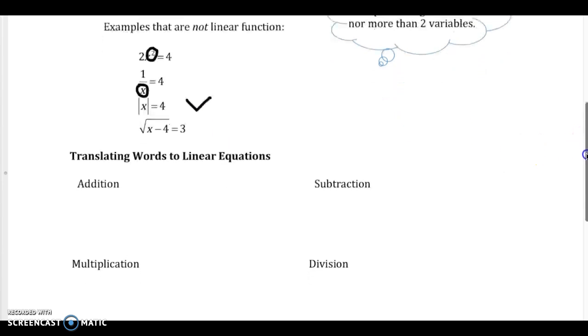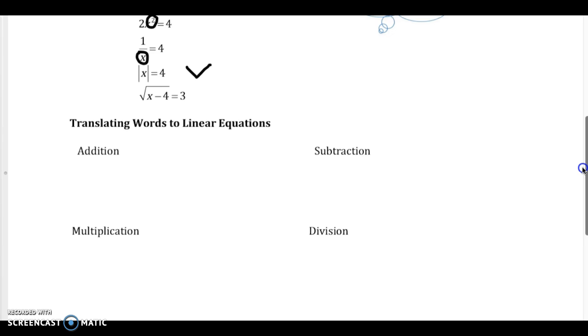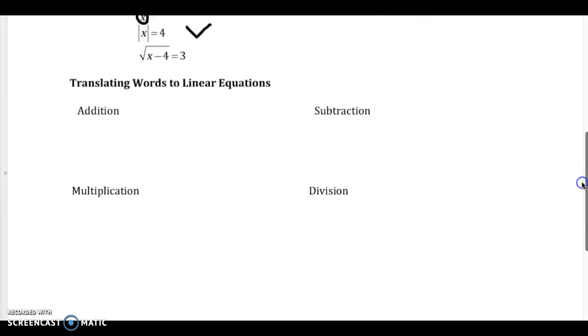As you're looking at translating linear equations from words into equations, think about words we use to represent addition, subtraction, multiplication, and division. Think about some of the words you might hear for addition: total, sum, or combined. Those are all words that indicate you're going to have to use addition for the problem or equation that you write.